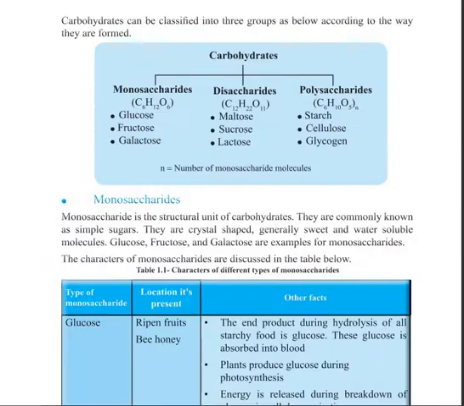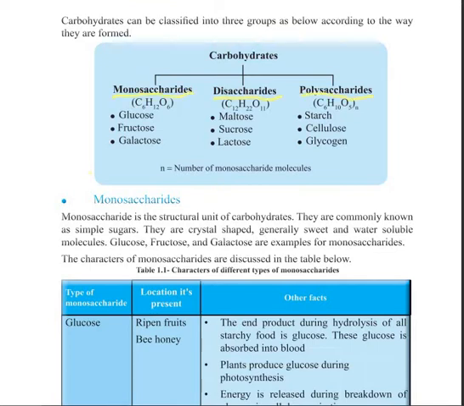Okay? Here we see carbohydrates can be classified into 3 groups as below according to the way they are formed. First is monosaccharides, second disaccharides, and third is polysaccharides.